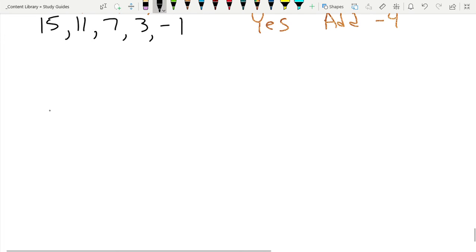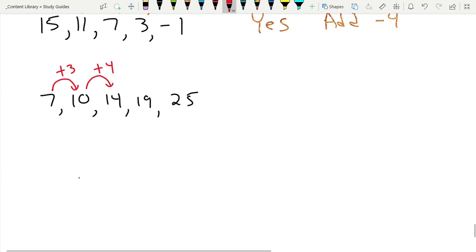But if we look at 15, where I have 7, 10, 14, 19, 25, to get from a 7 to a 10, I add 3. 10 to 14, I add 4, so I can stop right away. No. Because you added 3, but then you added 4, so it's not common.